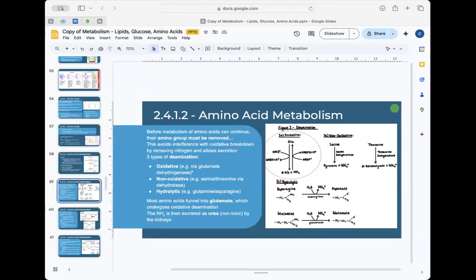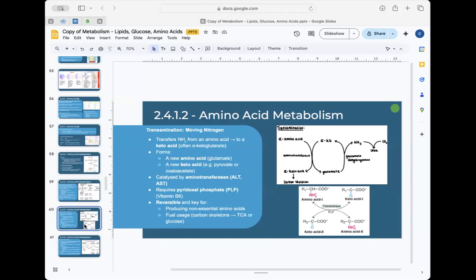Before metabolism of amino acids can continue, their amino group has to be removed, and that involves deamination, of which there are three types that I've circled. This is another diagram from an essay I did, so apologies for that. Oxidative is probably the most important one to get to grips with, and the one listed on the syllabus, because most amino acids are going to funnel into glutamate, which undergoes oxidative deamination. And then we have NH3 that's excreted as urea.